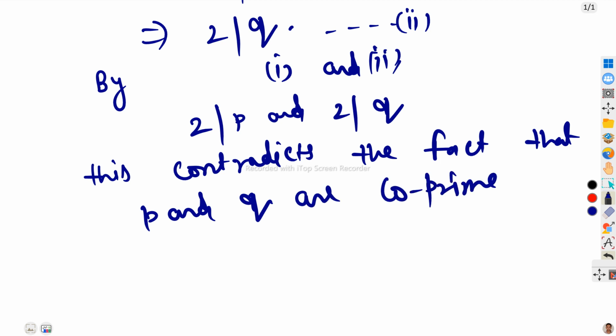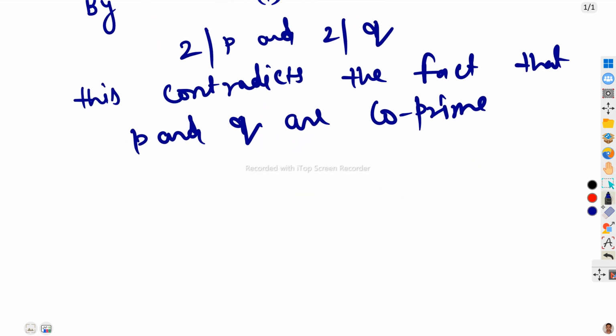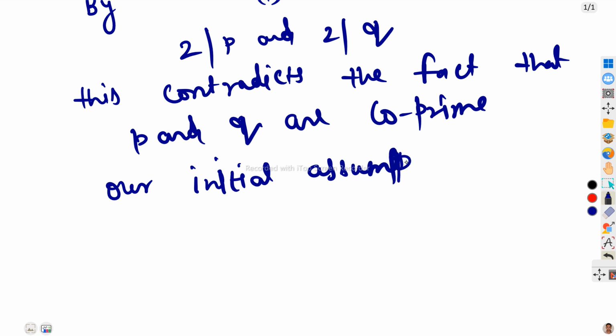That is, the GCD of p and q must be 1, but here we see that 2 is a positive integer which divides both p and q. So this is a contradiction. Therefore our initial assumption is false.